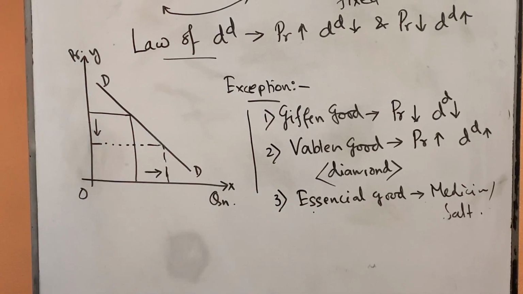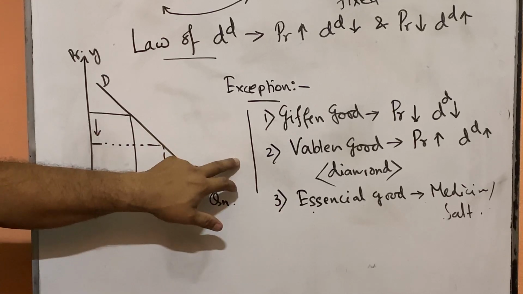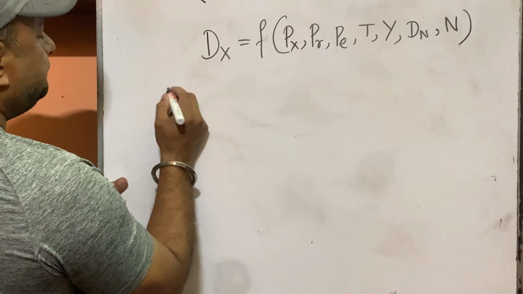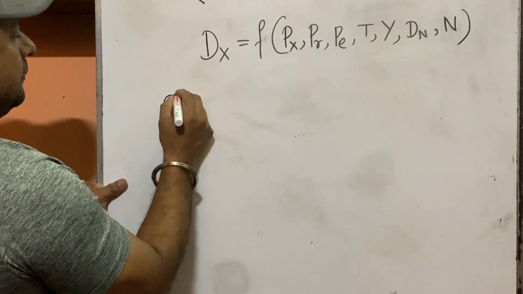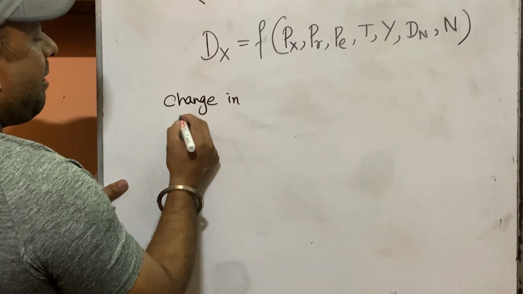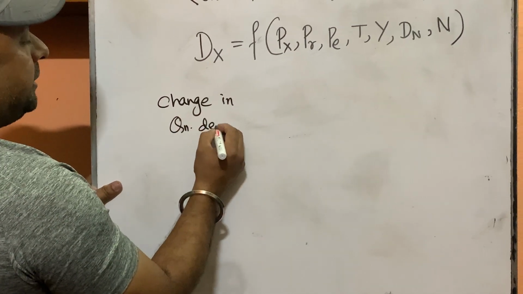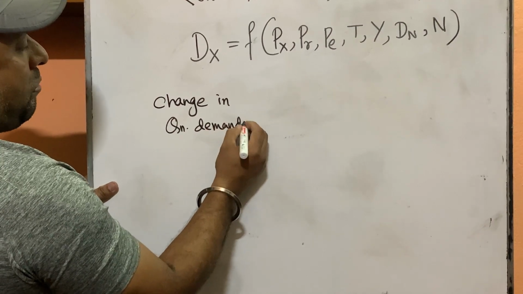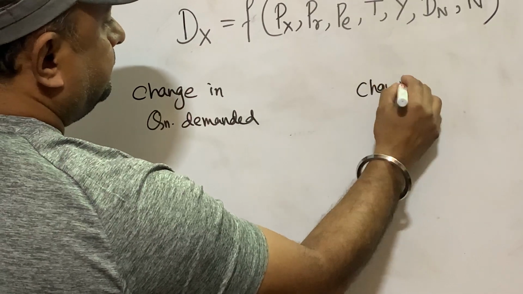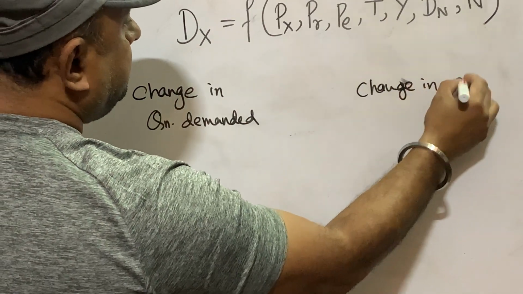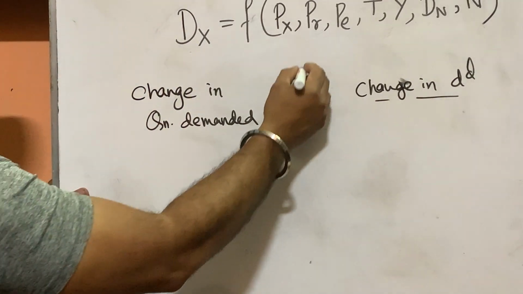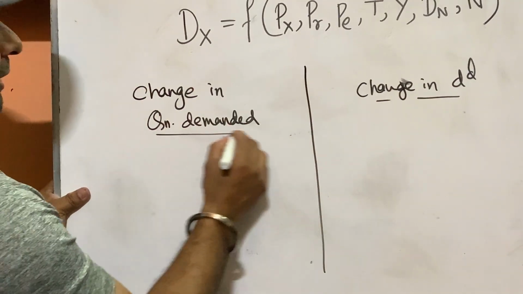Generally the question asks, what is the law of demand? Write two or three exceptions of the law of demand. A very important topic of this chapter. Now this is change in quantity demanded. Another is change in demand. You will get the same thing in supply also. Change in quantity demanded and change in demand.